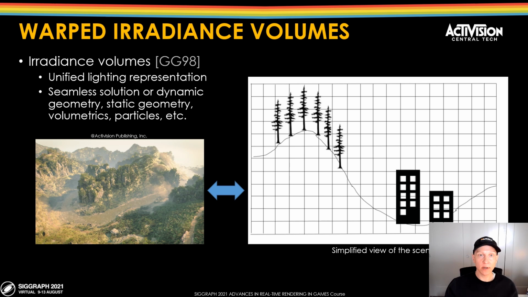And if we take a look at a simplified view of this scene, we can kind of visualize the voxels of the irradiance volume. The idea is that each voxel here stores the irradiance in some directional basis, like spherical harmonics, for example, and that allows us to reconstruct directional irradiance at any point in the scene.